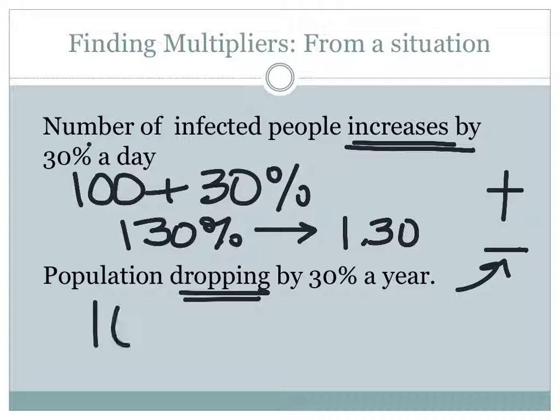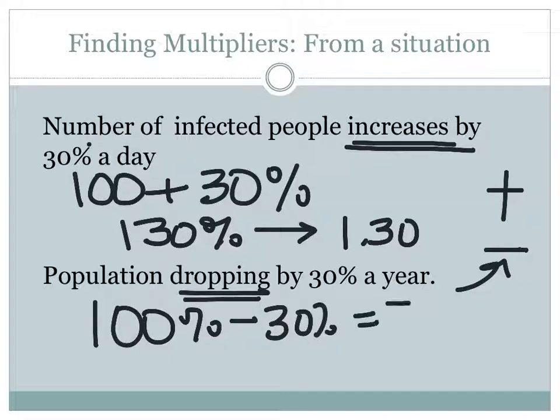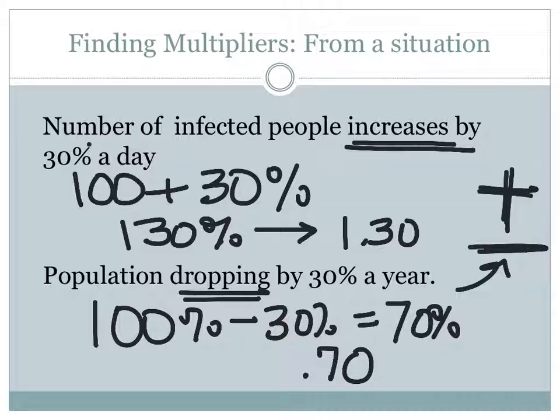Now if the population's dropping, then we're talking about a subtraction. We're going to take 100%, the original, and drop it by 30% a year. So that means we're going to deal with 70% left. So our multiplier would be in decimal form 0.7 or 0.70. So you've got to pay attention to, is it growing? Is it shrinking? If it's growing, you add 100% to the percent increase. If it's shrinking, you subtract.